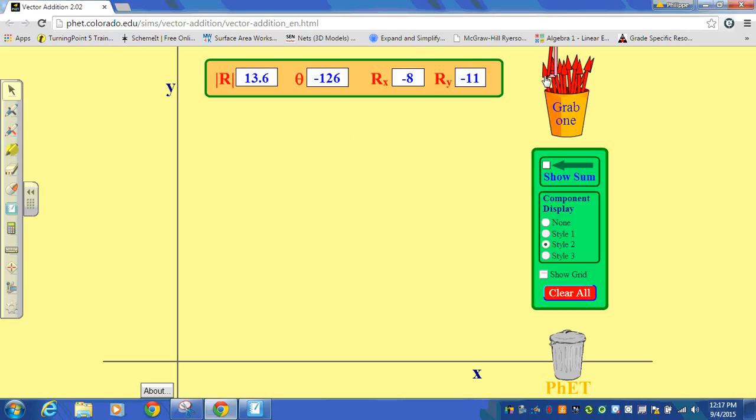Now we're going to look at components of vectors. What do we mean by components? Well, any vector, and it could be a vector of displacement, velocity, acceleration, force, any one of those, can be represented as the sum of two vectors that are at 90 degrees to each other in some predetermined direction.